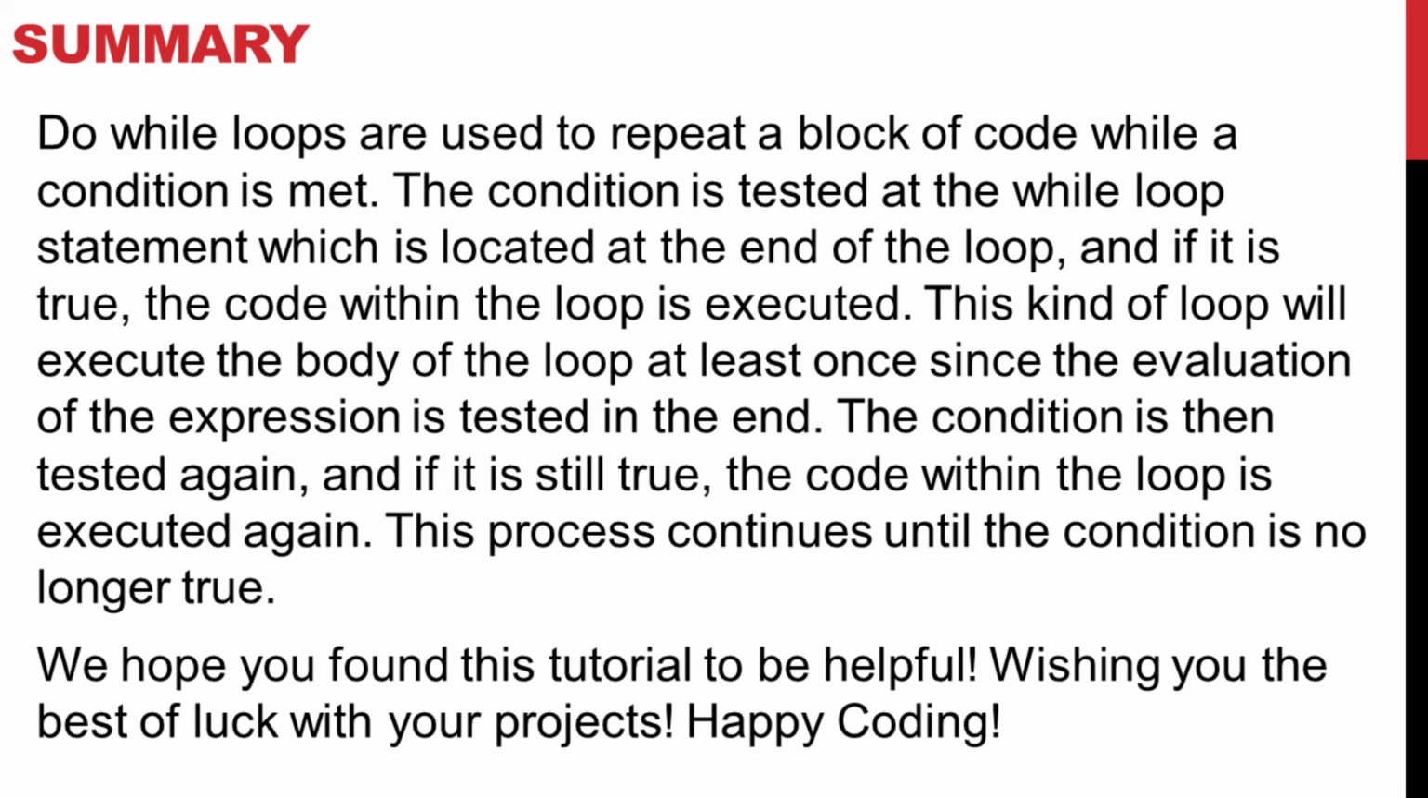Do-while loops are used to repeat a block of code while a condition is met. The condition is tested at the while loop statement, which is located at the end of the loop, and if it is true, the code within the loop is executed. This kind of loop will execute the body of the loop at least once, since the evaluation of the expression is tested in the end. The condition is then tested again, and if it is still true, the code within the loop is executed again. This process continues until the condition is no longer true.